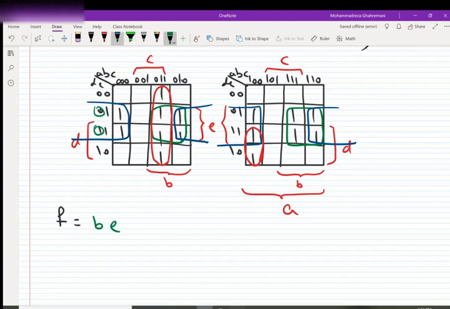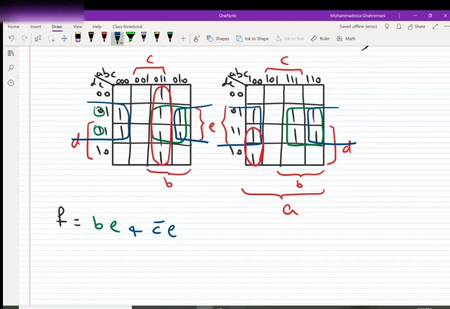Next one, the blue one. The blue one is in both tables. There is no A. What about B? There is no B because B is 1 and 0. What about C? C is the same for all min terms and it is C bar. What about D? D is changing. What about E? E is constant. So it's C bar E.